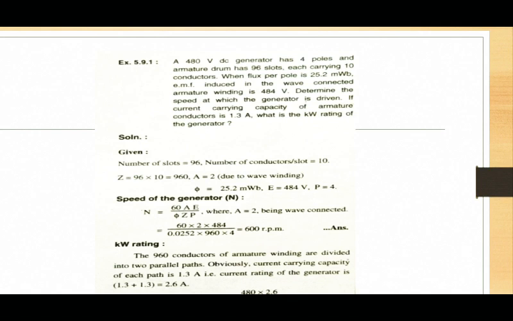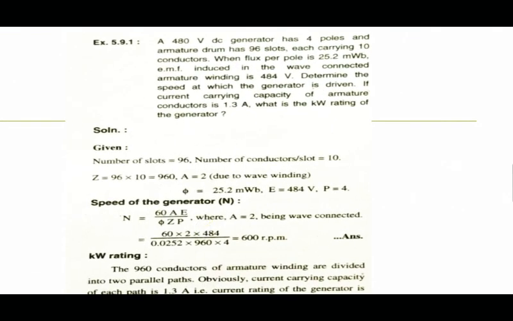On the basis of that equation we will see the examples. The first example: a 480 volt DC generator has 4 poles and the armature drum has 96 slots, each carrying 10 conductors. When the flux per pole is 25.2 milliweber, the EMF induced in the wave connected armature winding is 484 volt. Determine the speed at which the generator is driven. If the current carrying capacity of the armature conductors is 1.3 ampere, what is the kilowatt rating of the generator?